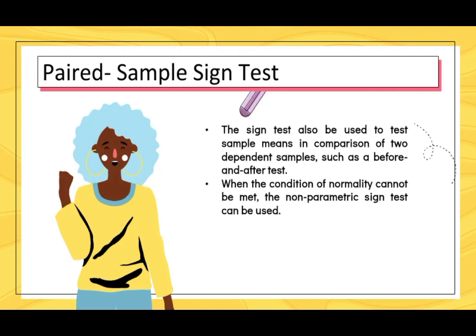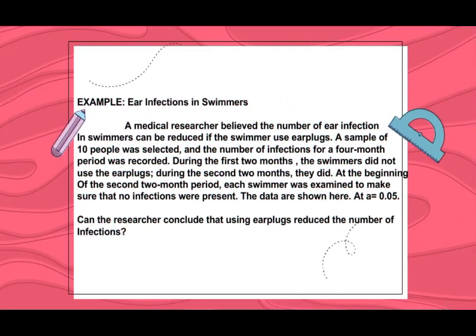Next, we will discuss the paired sample sign test. The sign test can also be used to test sample means in comparison of two dependent samples, such as a before and after test. When the condition of normality cannot be met, the non-parametric sign test can be used. Example: ear infections in swimmers.